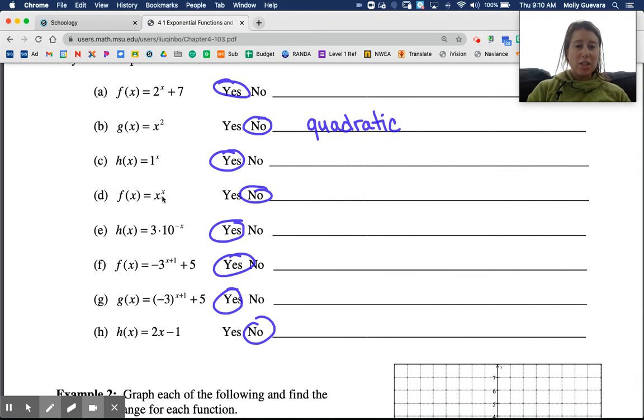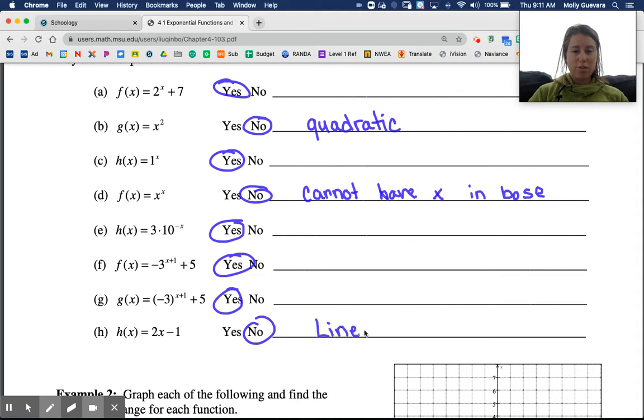For D, it's no, because even though the x is in the exponent, it's also down here in the base. So you cannot also have x in the base. That is the reason why D is not. And then H, here x is not an exponent, it's down here with the 2, and this is a linear function, that is a straight line. So again, anytime that you have that x in the exponent, you're looking at an exponential function.